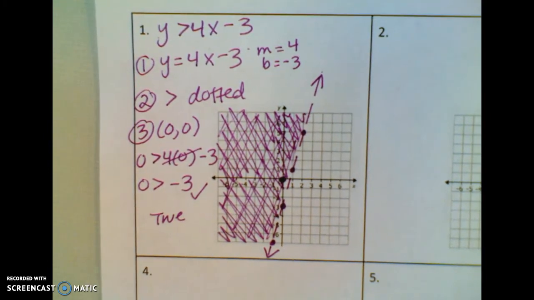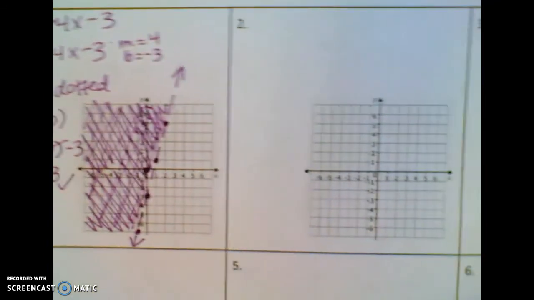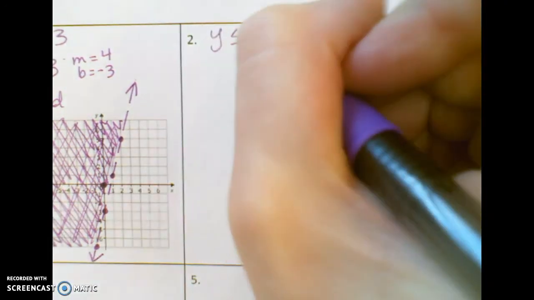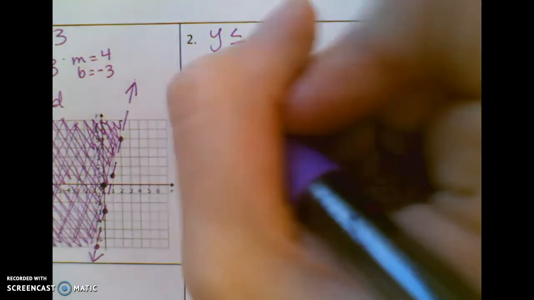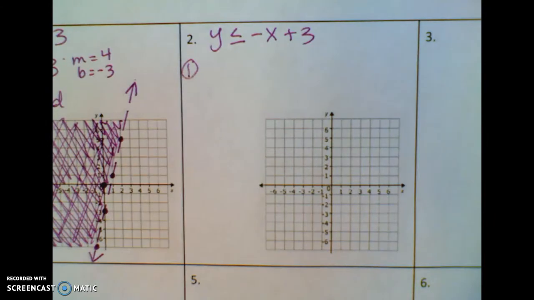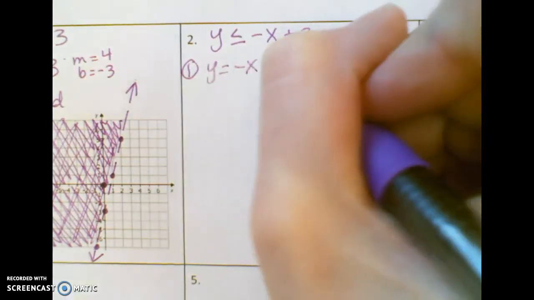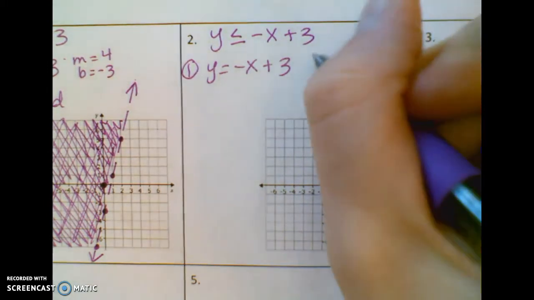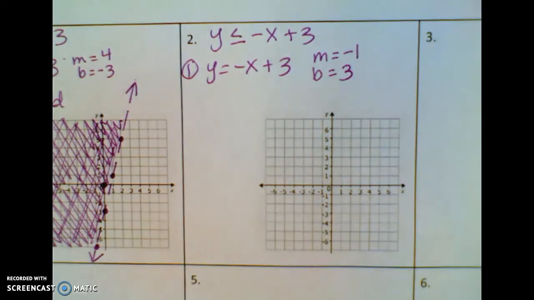Now let's look at another example. And if I'm going too fast, at any point, just stop the video, pause it so that you can catch up to me. All right, let's look at y is less than or equal to negative x plus 3. Step 1 tells us to write it as an equation and graph that equation. So that will be y equals negative x plus 3. That is a slope of negative 1. We have a slope of negative 1 and a b value of positive 3.